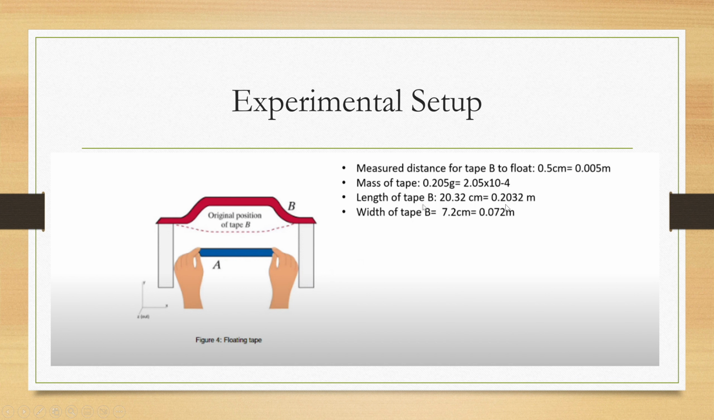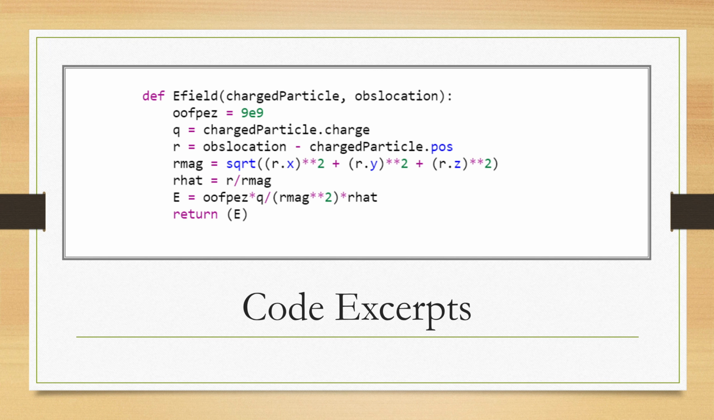This was based on our previous lab, in which we found the charge of tape B. But in this lab, we are not going to approximate it as a point charge, rather as multiple charges distributed over a line. So first, to calculate the electric field, we just use the electric field formula, which is very similar to our previous lab.